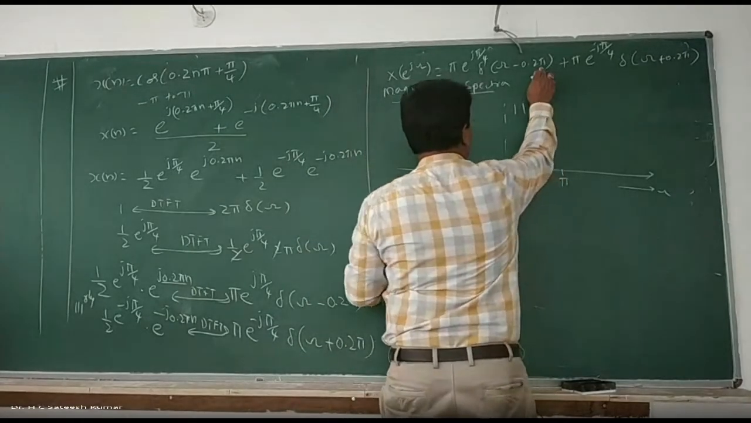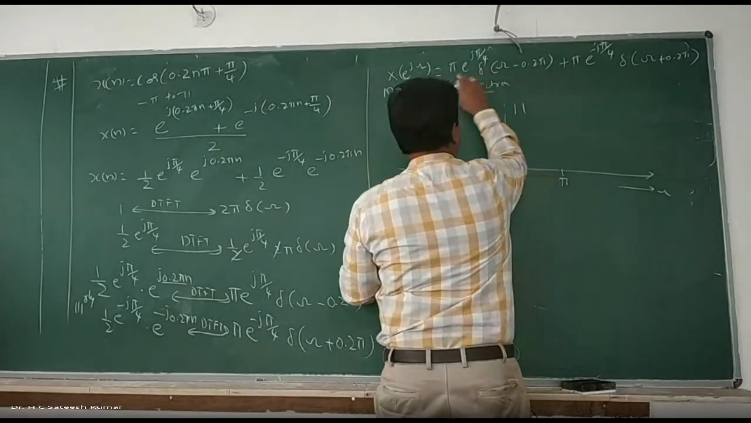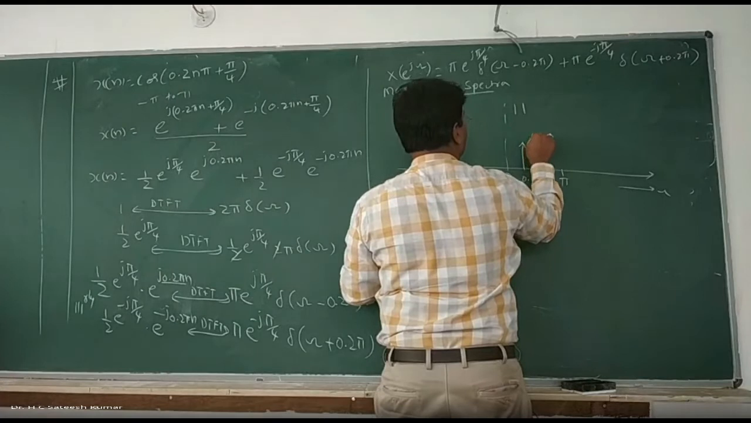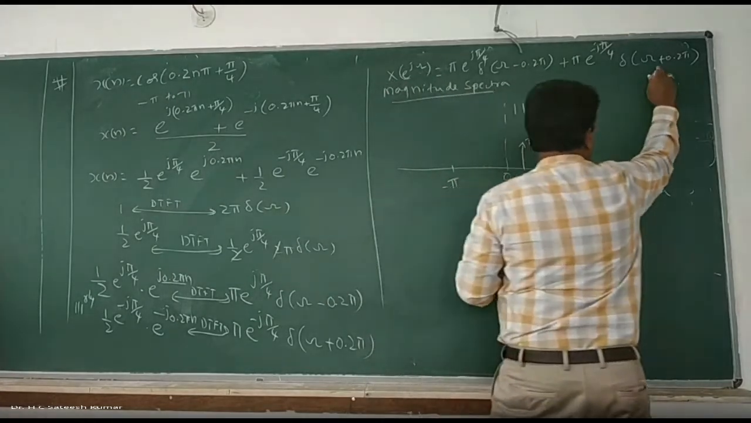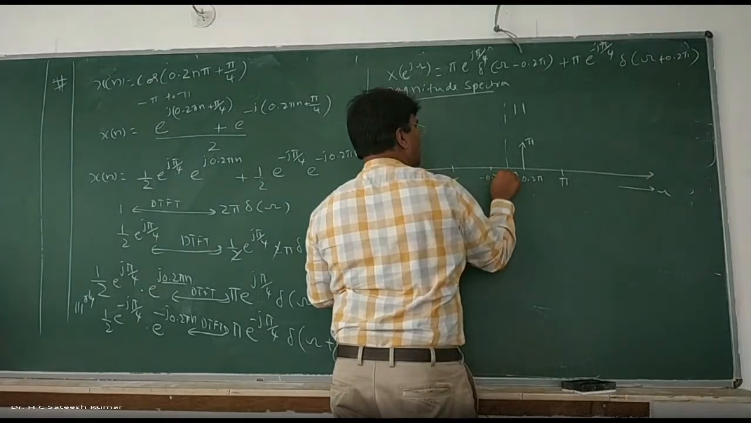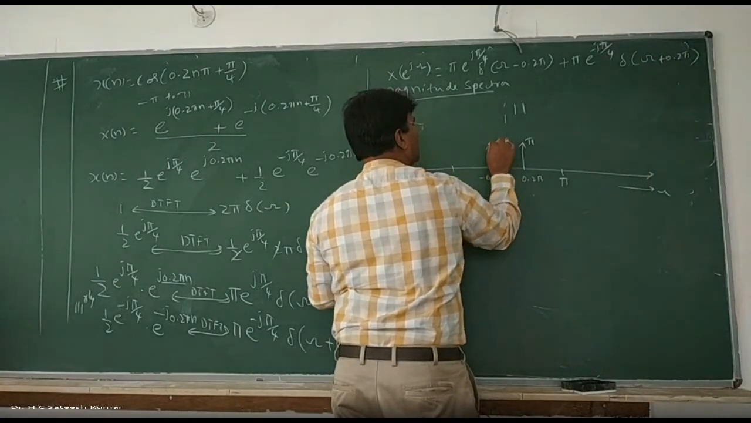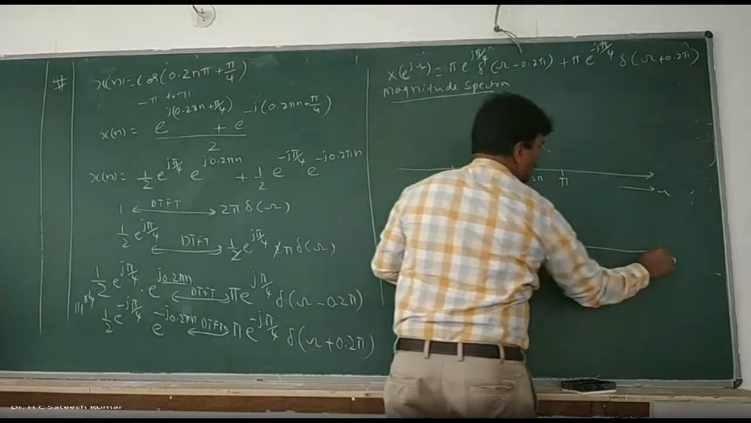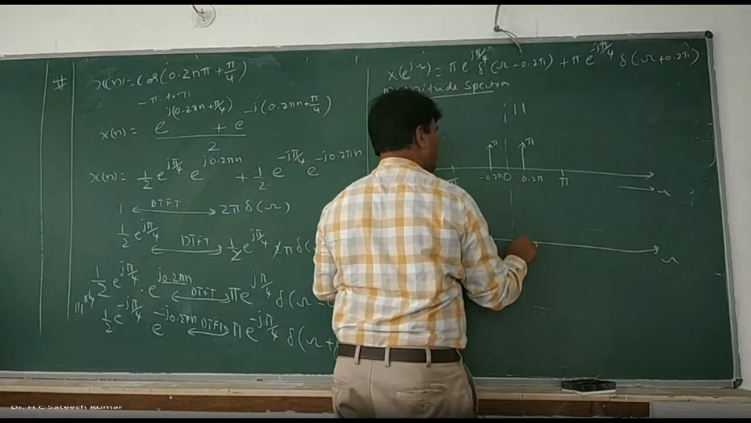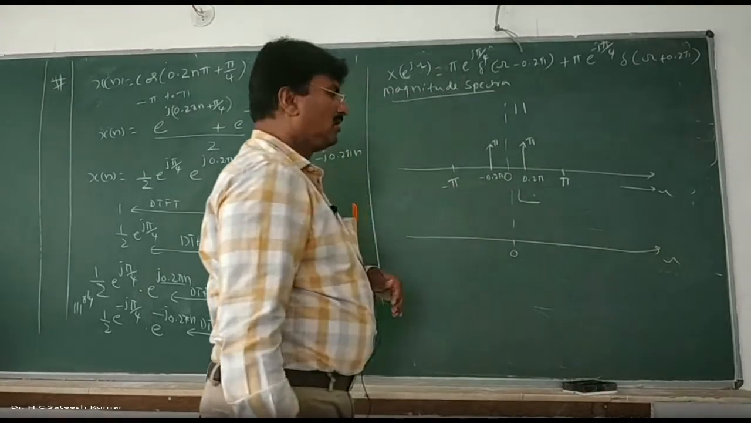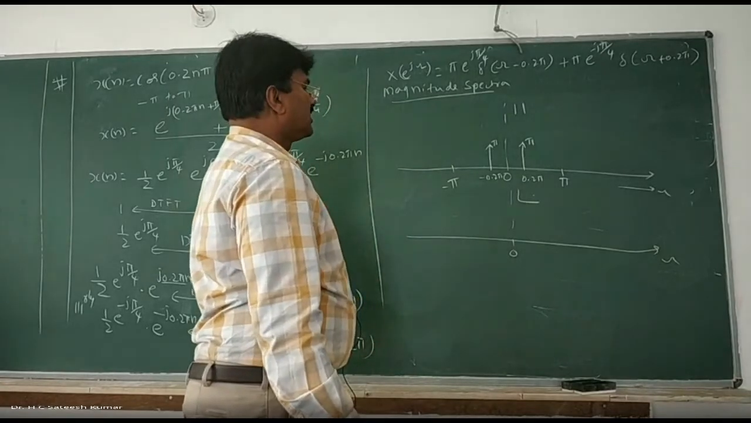So at 0.2 pi, its value is pi, no? Somewhere it will come here. At 0.2 pi, its value is pi. And at minus 0.2 pi, its value is pi. That's it. That is your magnitude spectra. Now, frequency versus phase angle. Okay, this is 0.